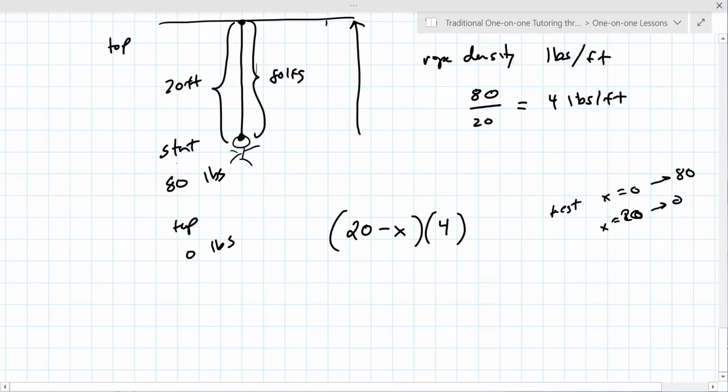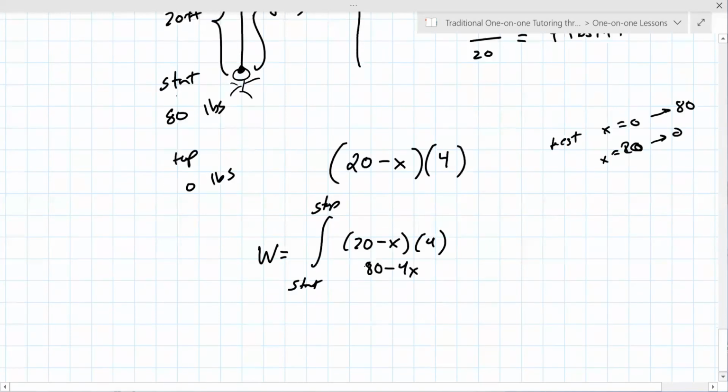All right. So the work now is the integral from the start to the stop. And in this case, it's the 20 minus x times 4. Now you could distribute it into 80 minus 4x and go on with that.